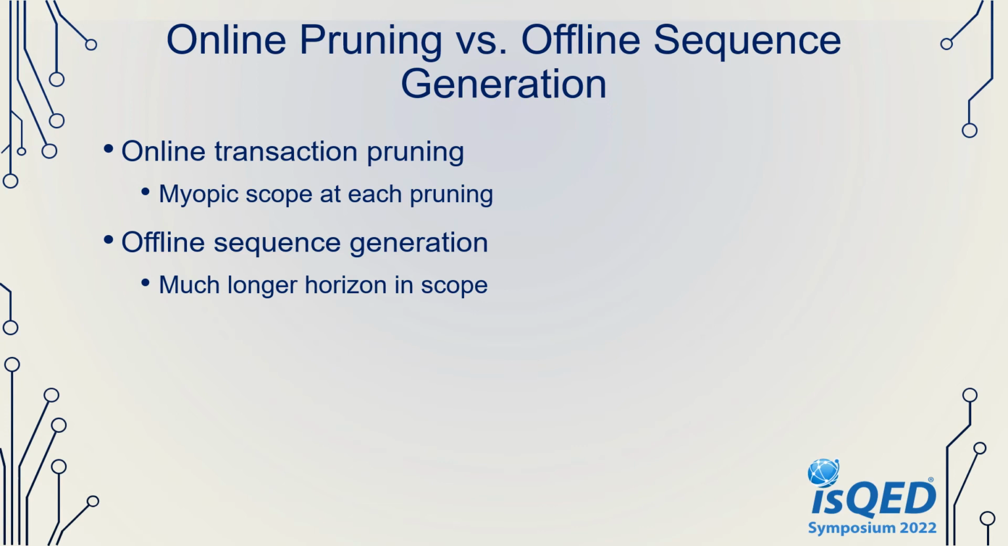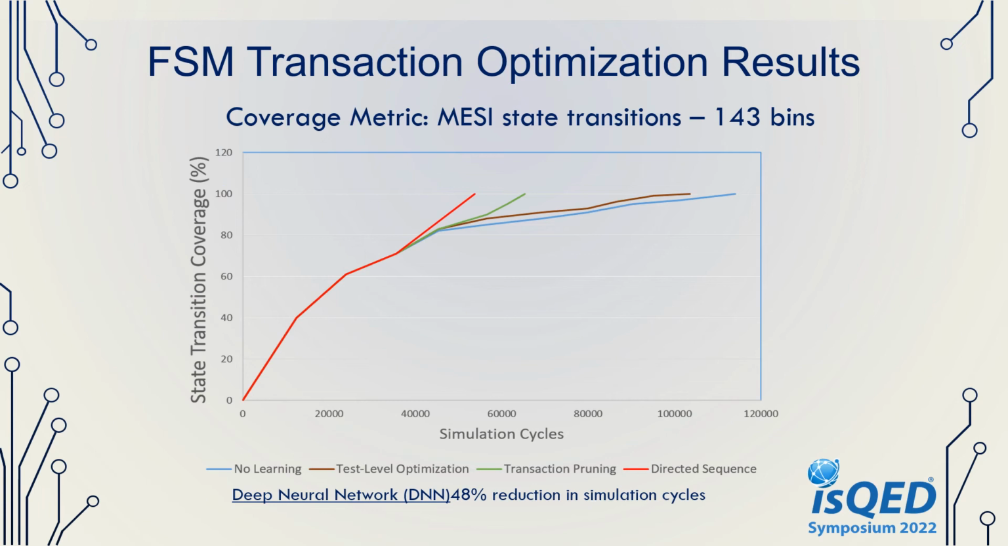And we compare this online pruning and offline pruning. Online pruning has only near-term effect, which is not good. And with the offline sequence, we can look at a long-term effect. So now let's look at the result on the MESI cache coherence protocol.